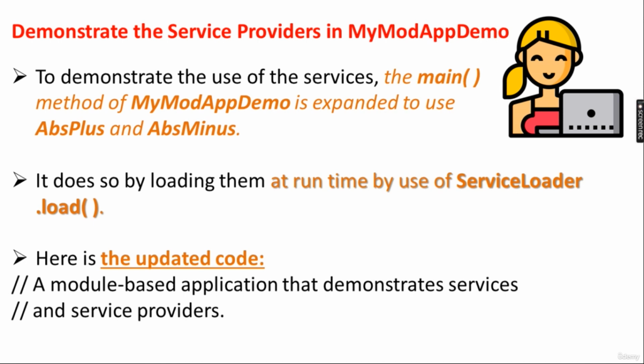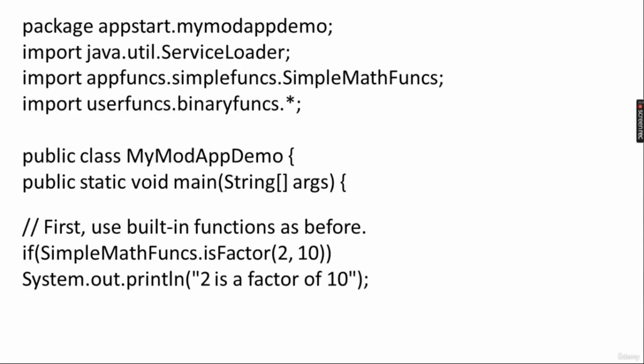A module-based application that demonstrates services and service providers. Okay. Package abstract.mymodappdemo. Import java.util.ServiceLoader. Okay. Add functions, simple mathematical functions. Import userfunctions.binaryfunctions.*. Okay. In the public static, built-in functions as before: isFactor, lcf (least common factor), and gcf (greatest common factor). Those will be as they are here. Those built-in functions were there from the simple mathematical functions.